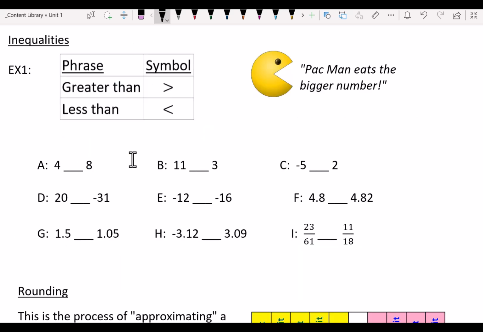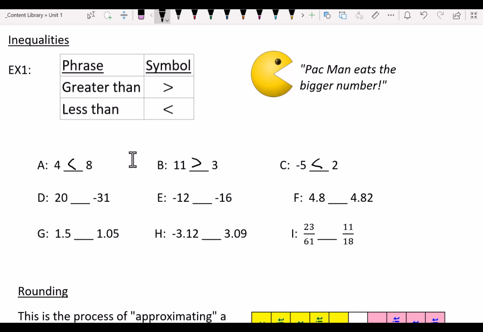In this example, we're going to be working with inequalities, and I refer to Pac-Man. Pac-Man always wants to eat the larger number. So, for example, A, of course, 8 is the larger number, so we open up to the right because we want to eat 8. That would be the correct inequality symbol. For B, of course, 11 is the greater number, so then I open up to the left. C, we've got a negative, so now, of course, 2 is larger than a -5, so we open up to the right. D, again, we have a negative number.